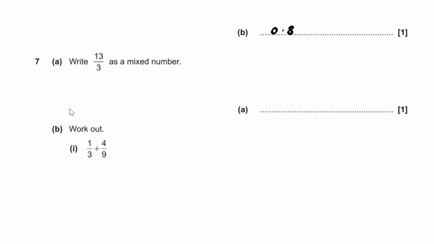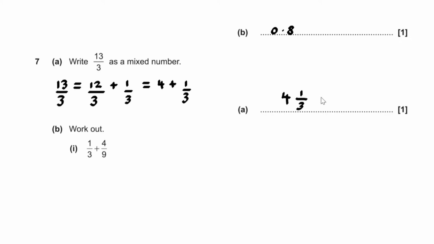Question number 7. For part A, we have to write 13 over 3 as a mixed number. Well, the 13 over 3 can be rewritten as 12 over 3 plus 1 over 3. 12 over 3, that's 4, and we are adding 1/3 to 4, which is the same as 4 and 1/3.